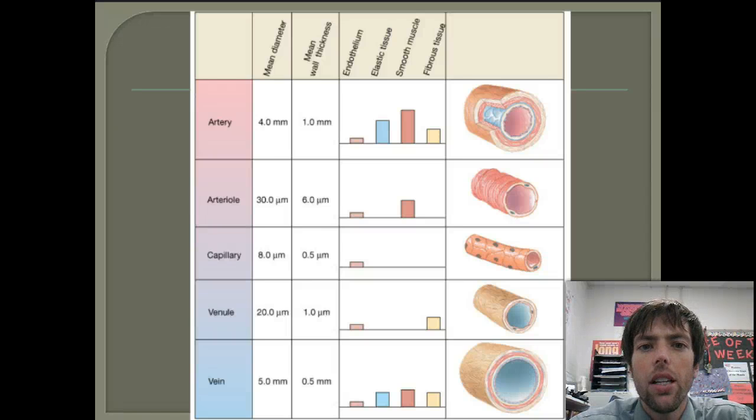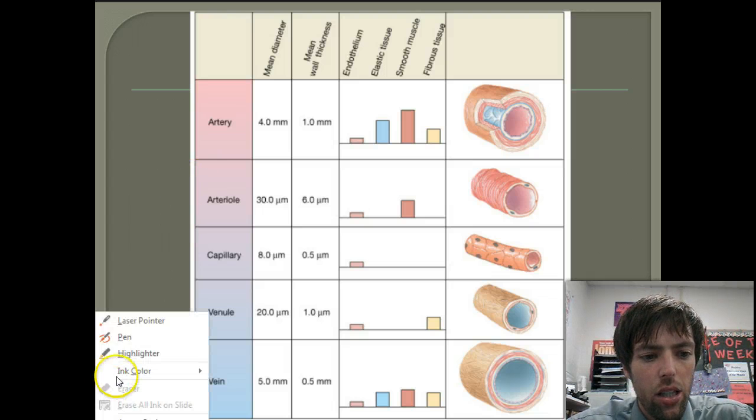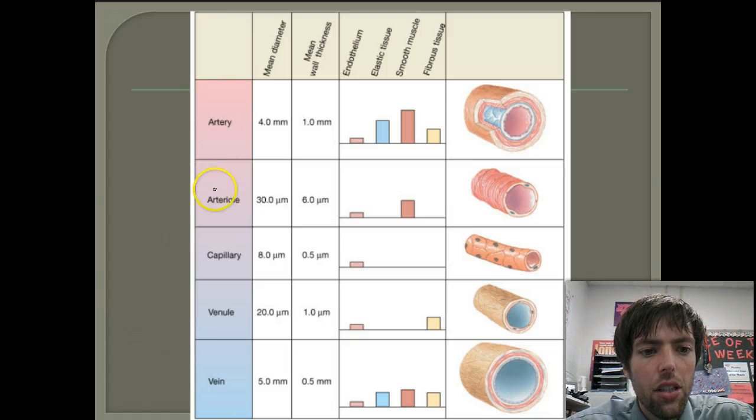Hey, it's Mr. Mabry, and now it's time for part 2 of our circulatory and respiratory system notes. In this part, we're going to talk about the arteries and arterioles and capillaries and veins and venules and all the roads and byways and highways that make the interstate system of your circulatory system run.